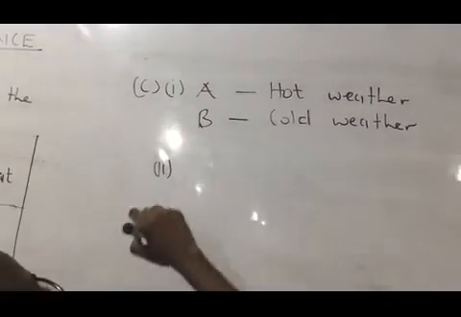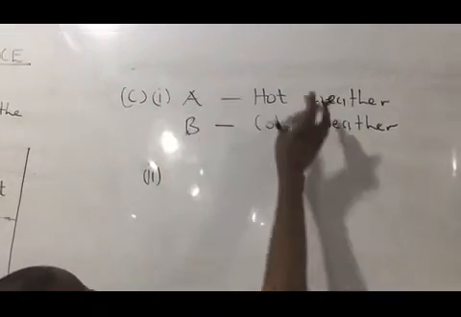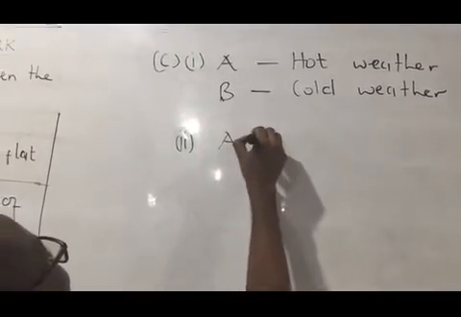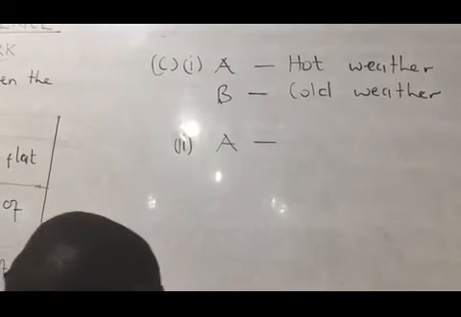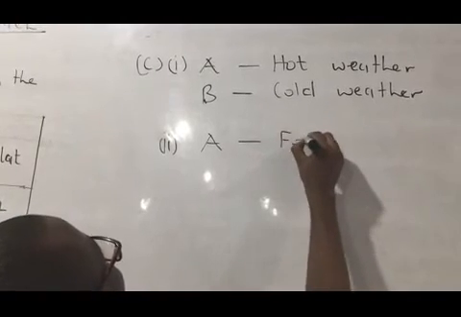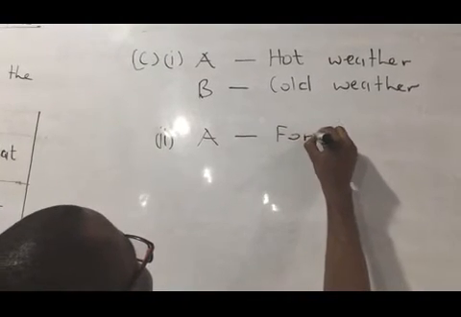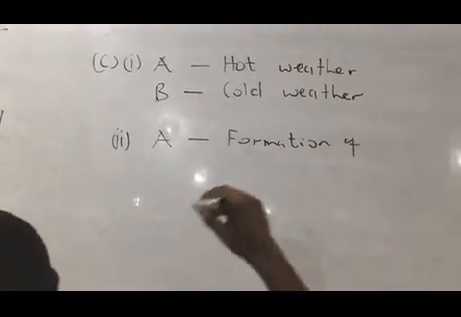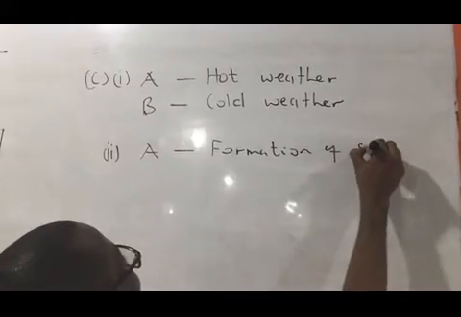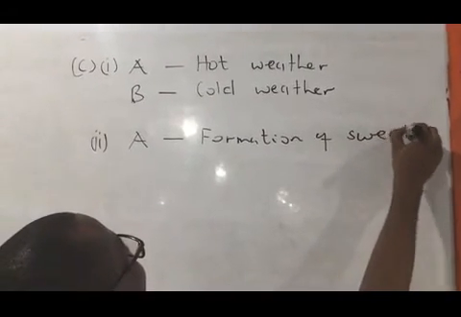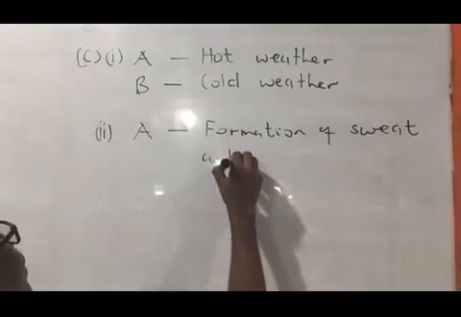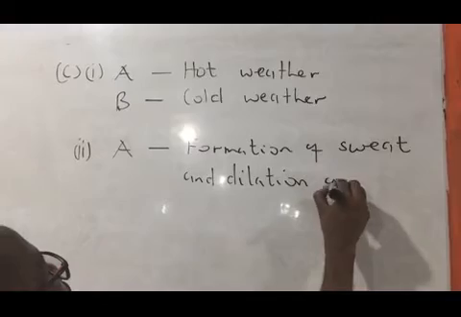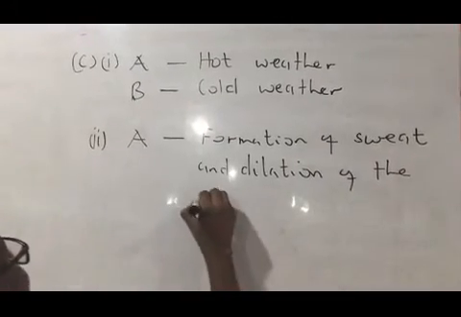So the reason why we are saying that the condition in A is hot weather, I've already explained. So for A, because of what? Formation of sweat, and you can write, they say one, but I'm giving it two. You can write dilation of the blood vessel.